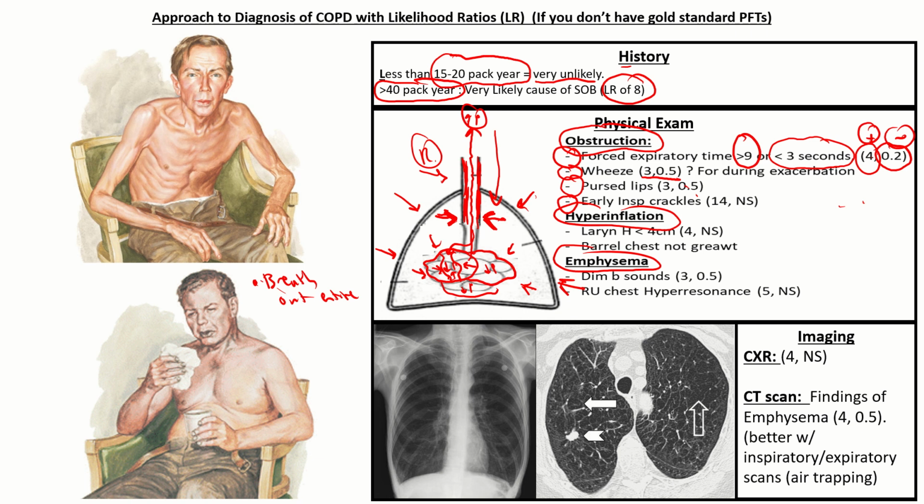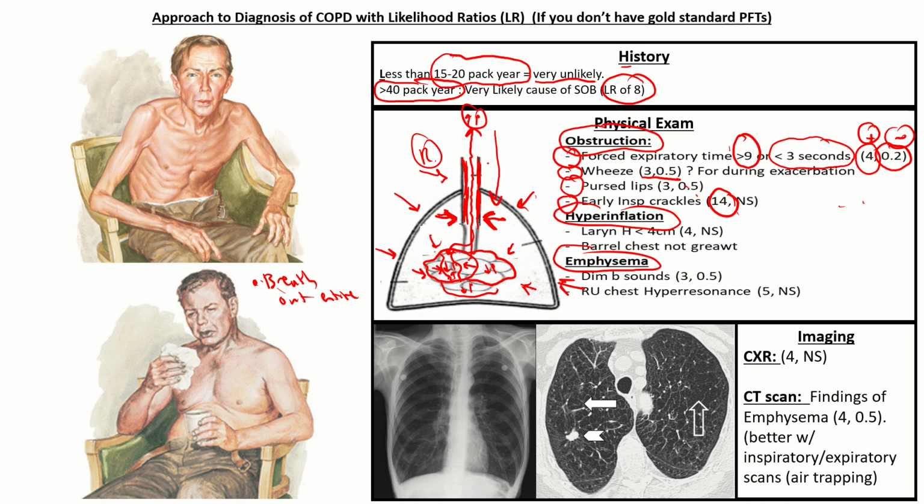Inelastic, lowly compliant alveoli are going to pop open early with low pressure, which leads to early inspiratory crackles. So actually finding early inspiratory crackles on exam gives you a positive likelihood ratio of 14. Obstructive disease is really the only thing that produces early inspiratory crackles. Everything else is going to be mid to late.